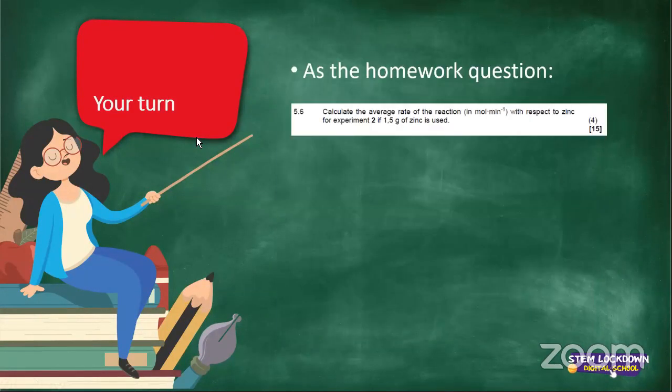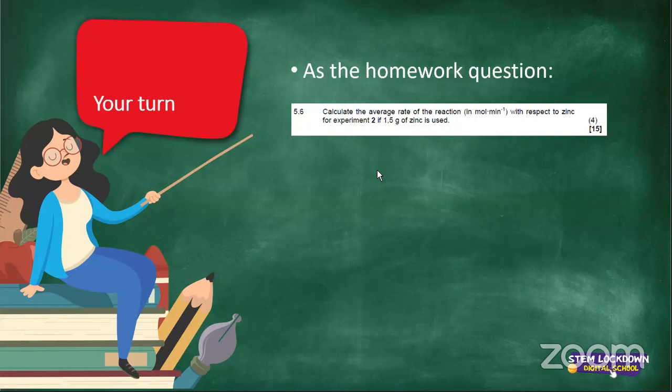So like I said, your homework question is this question. Sorry, I see I cut out again. So your homework question will be this, where they're asking you to calculate the average rate of the reaction with respect to zinc for experiment 2 if 1.5 grams of zinc is used. So you're going to take your grams of zinc and always convert it to moles, and then you go from there working out your rate of reaction.